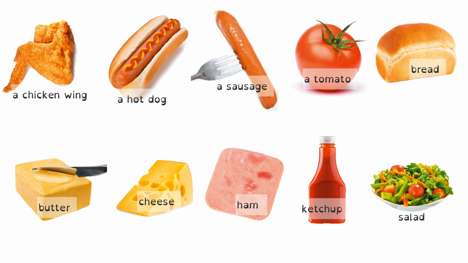In our vocabulary, here are the countable ones. A chicken wing, chicken wings. A hot dog, hot dogs. A sausage, sausages. And a tomato, tomatoes.